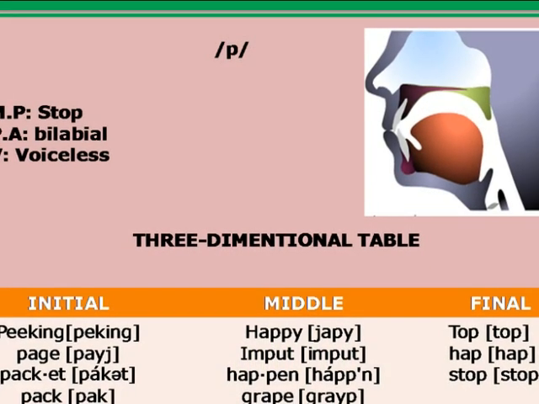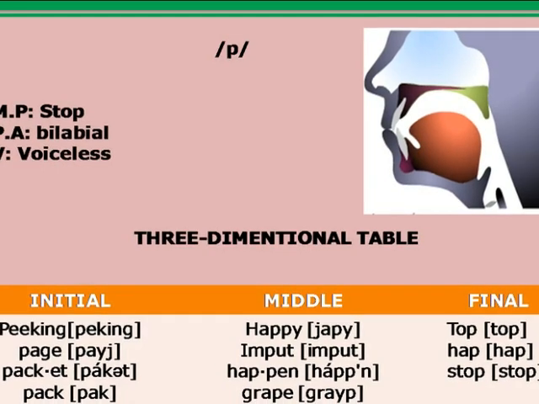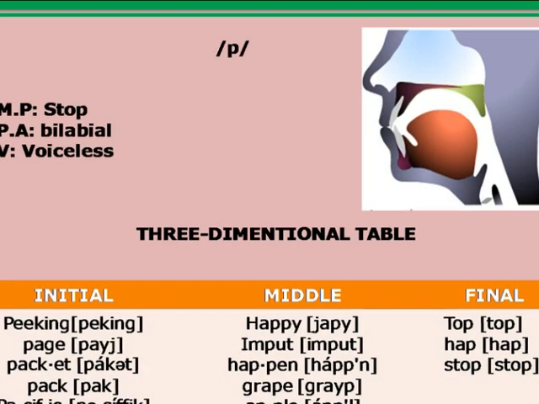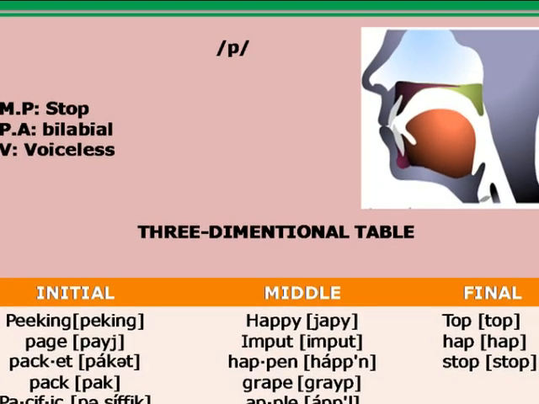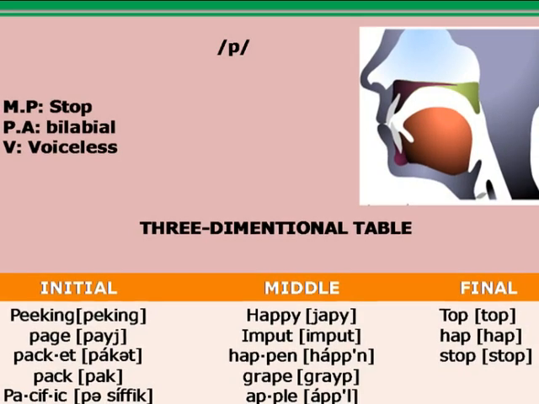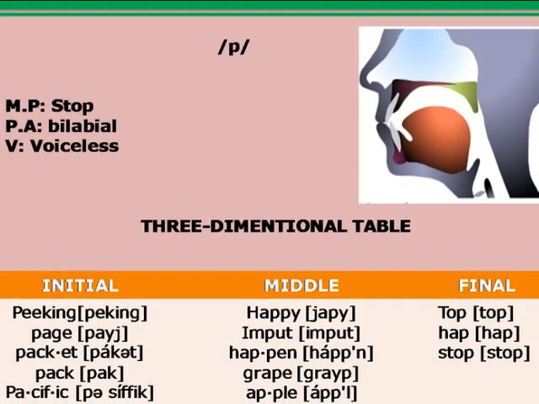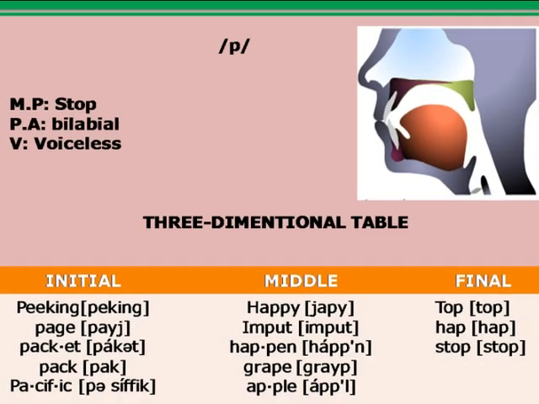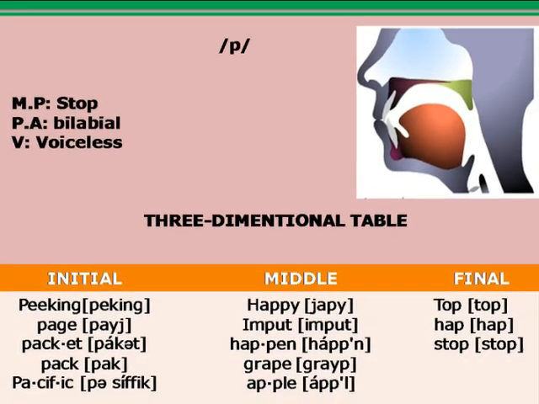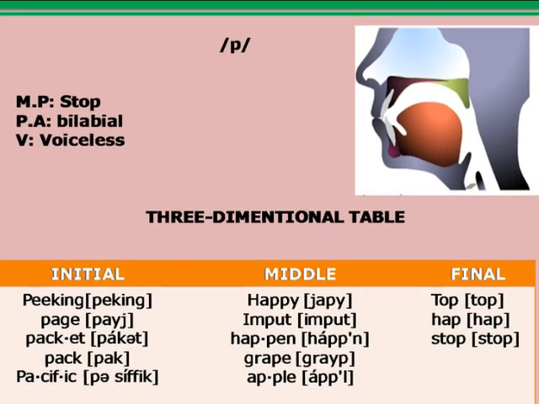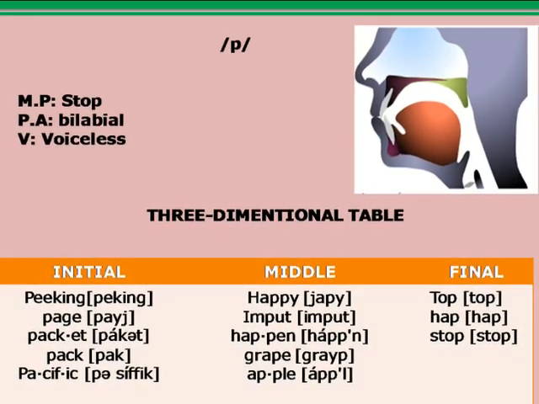Phoneme. Its manner of articulation is stop or plosive, which means it is produced by obstructing airflow in the vocal tract. Its place of articulation is bilabial, which means it is articulated with both lips, as we can see in the picture. Its voicing is voiceless, which means it is produced without vibration of the vocal cords.